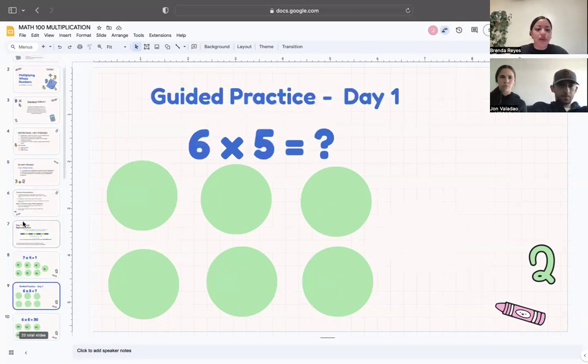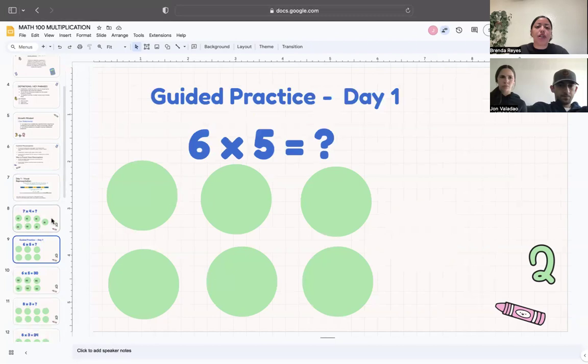So for our guided practice of day one, we want to start off easy. That way they can be confident. So we set this up as 6 times 5. We already have the 6 groups. So they would have to figure out how many tally marks go in the 6 of these circles. So they can work individually, in pairs, or in groups. That way they can build confidence and be sure that they are on the right track.